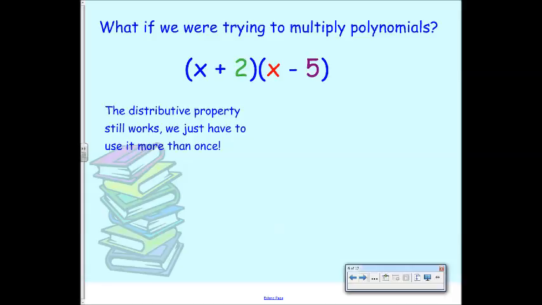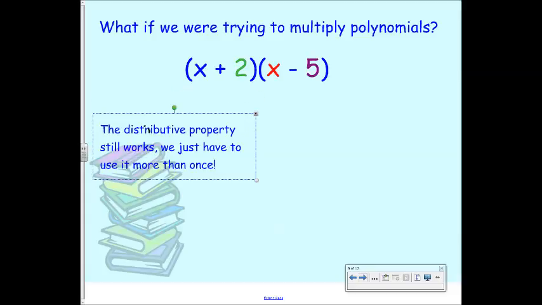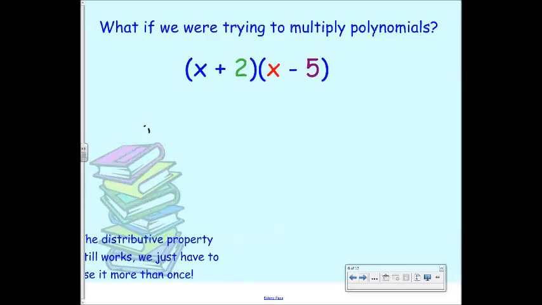What do you think? I think first you... Well, you can't really work inside the parentheses because you can't do anything with x plus 2. There's nothing you can simplify there. So what do you think we can do? What do you think, Diego? Okay, so essentially we still use the distributive property. We're just using it twice.